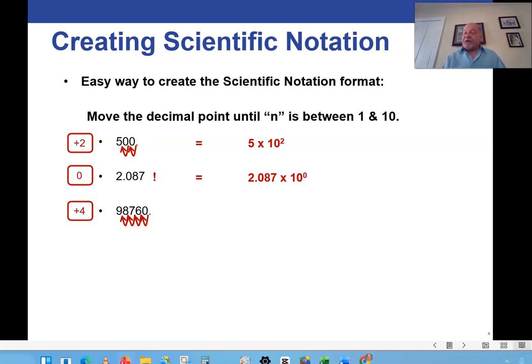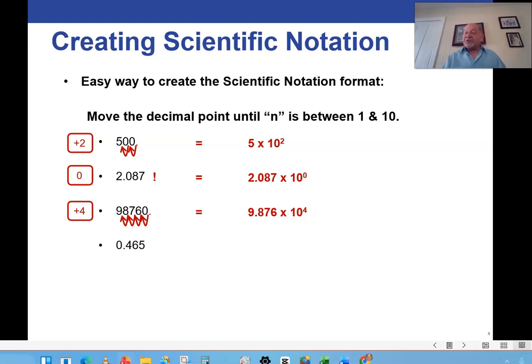But you do have to move the decimal place 4 positions to artificially make it smaller by 4 powers of 10. Well, that means you have to fix it by multiplying by 10 to the positive 4 to bring the size back up. 10 to the 4 is 10,000. So 9.876 is a little more than 9 times 10,000, or more than 90,000. Well, it's 98,760. So that makes sense.